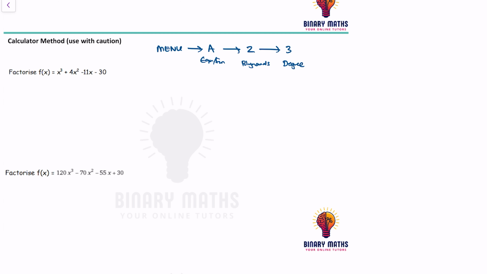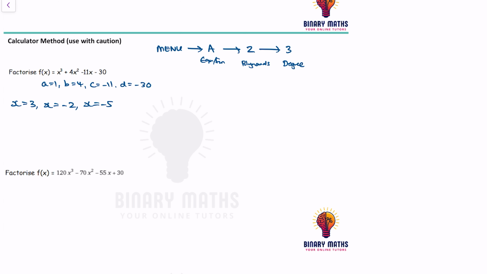Okay, so if you input this into your calculator, once you've done all that, it's polynomial and degree 3, then you need to write here. So A is equal to 1, B is equal to 4, C is equal to negative 11, and D is equal to negative 30. So 1, 4, negative 11, and negative 30. It gives you your solutions. So the calculator spits out these solutions, which is x is equal to 3, x is equal to negative 2, and x is equal to negative 5.